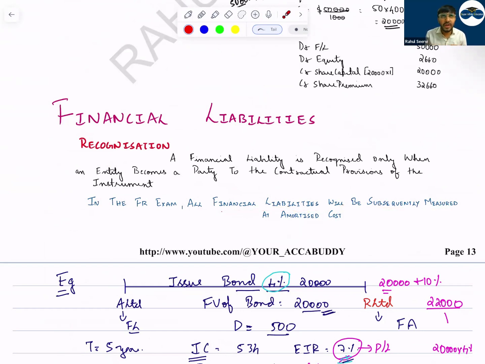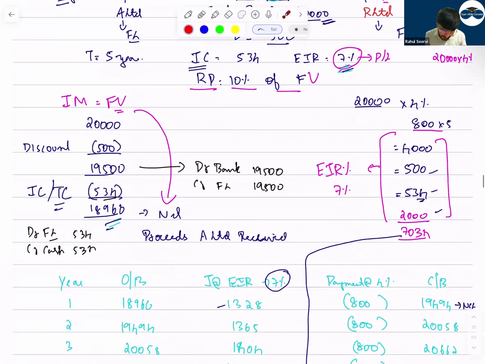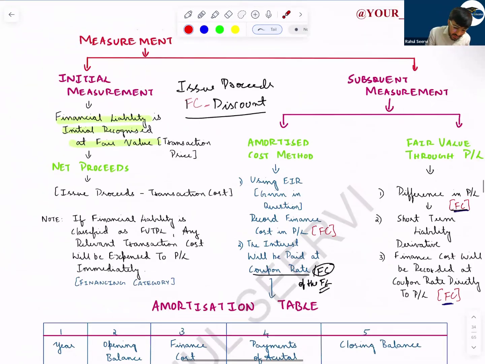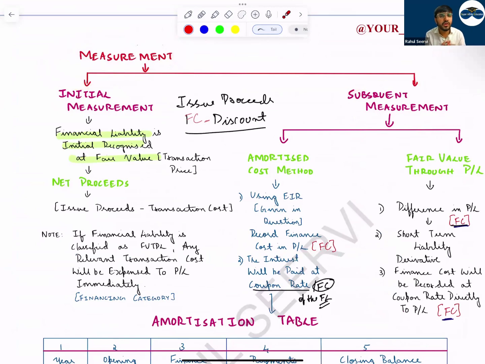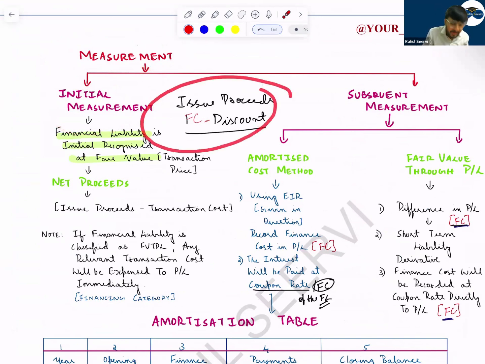But can we say fair value through P&L can come? Yes, it can come. You have to remember the basic points for the theory question. Then we started measurement, sir, initial measurement and subsequent measurement. Measurement means at what value you will record initially. Initially, we will record at fair value. So fair value, what did I mention? Fair value is your face value minus discount.